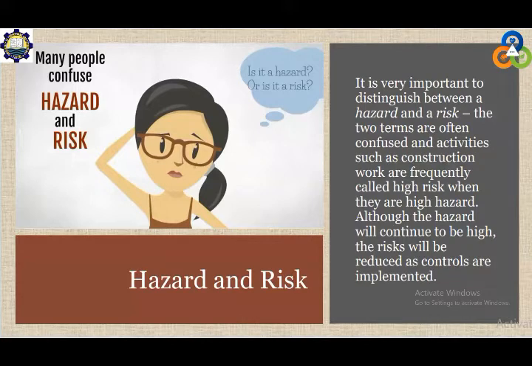Hazard control hierarchy. In the hazard control hierarchy, the first step is eliminate. Eliminate the hazard to protect. First step is eliminate, second one is substitute, and third one is isolate. That must be isolated. Fourth is engineering control, and fifth is administrative control. And the last one is use PPE.